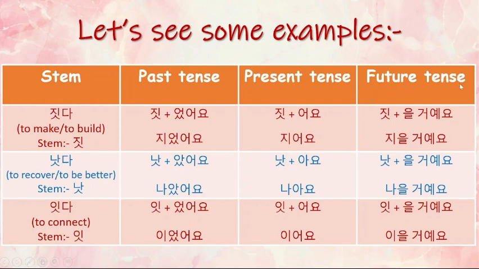Next, in the future tense, what you are going to attach? 을 거예요. Okay, we know this ending. So here also 시읒 will get removed.